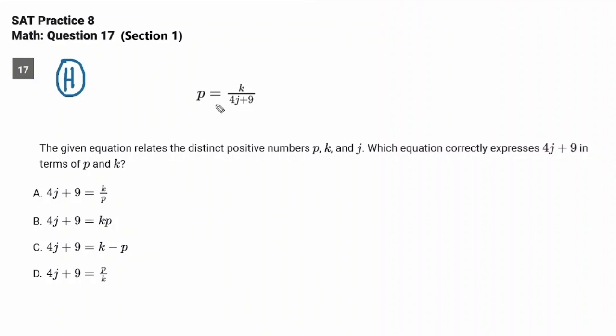The given equation relates the distinct positive numbers p, k, and j. Which equation correctly expresses 4j plus 9 in terms of p and k? In your mind, I want you to cross off in terms of p and k. It's useless information. You're looking for 4j plus 9. So write it down and circle it. Go up here and make up numbers for letters. You should start plugging in where there's math happening. Is there more math happening at P, K, or J? It's obviously J.